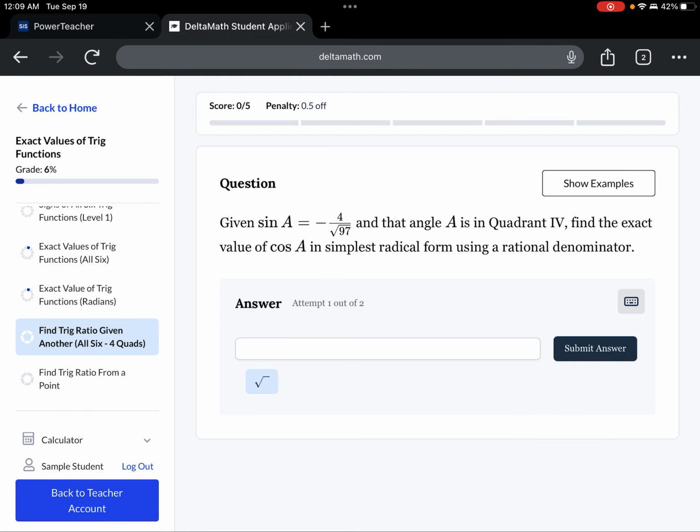Find trig ratio given another. Here is the ratio. You have to say, oh, that angle is in quadrant 4. I'm not even saying now, based on what is positive, what is negative, this angle's in quadrant 4, which means this asks you for the exact value of cosine. Cosine's positive in quadrant 4, your answer had better be something that's positive. Write your answer in simplest radical form using a rational denominator.